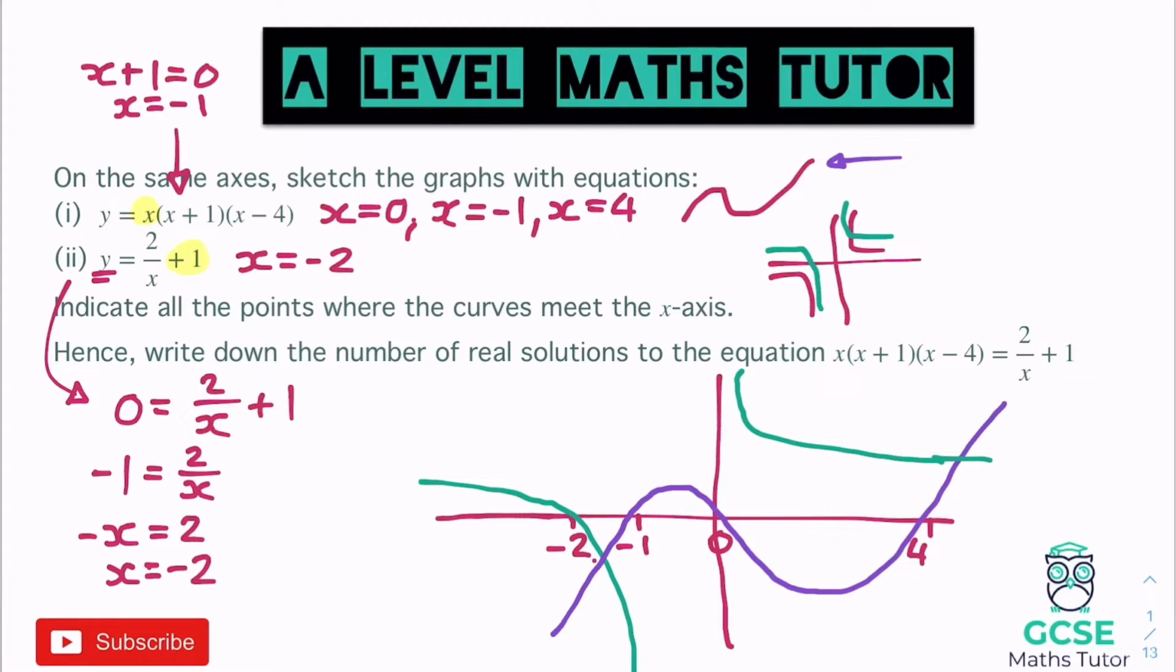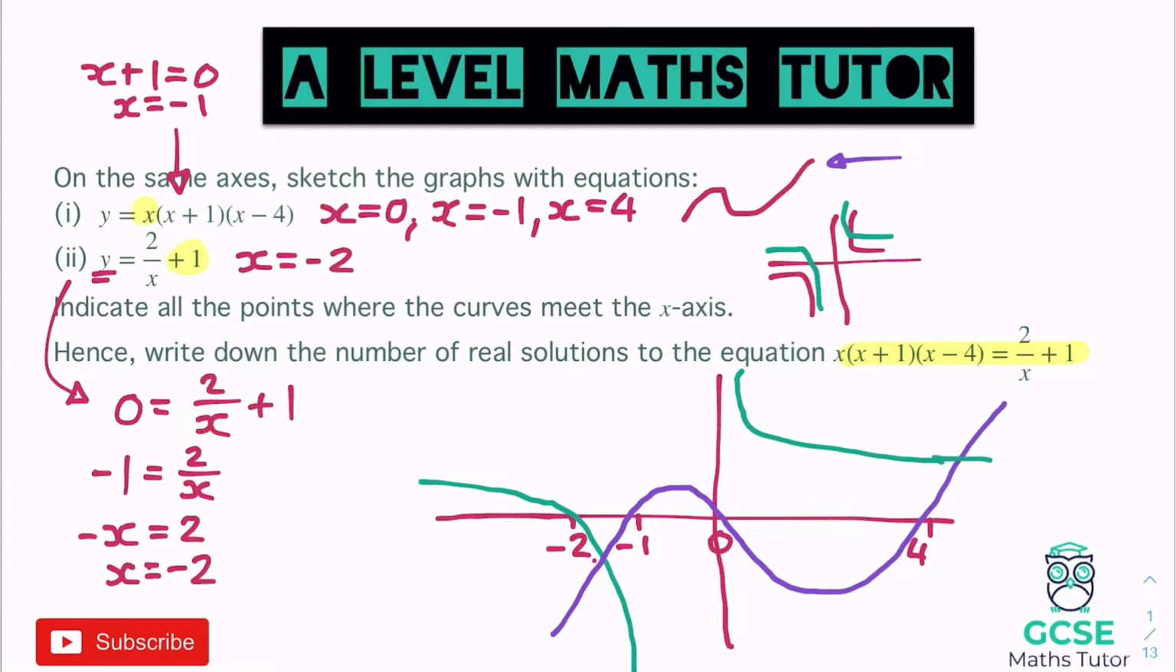But before we do that, it says here, hence write down the number of real solutions to the equation, and then what they've done here is they've just set them equal to each other. Now if you remember from GCSE, if you want to solve two graph equations algebraically, as long as they're both y equals, you just set them equal to each other and find the x coordinate, solving them simultaneously, and then you sub the x coordinate back in to find the y coordinate.